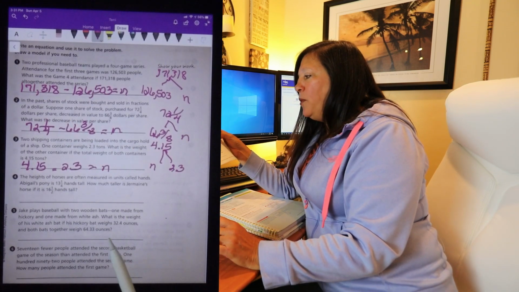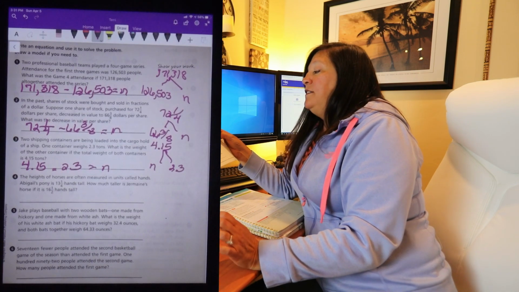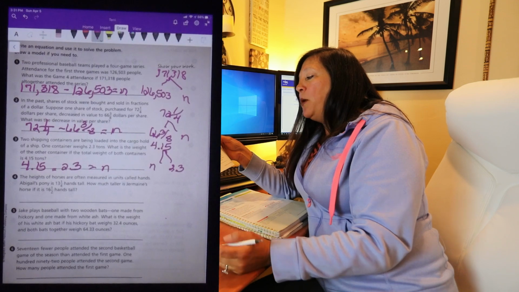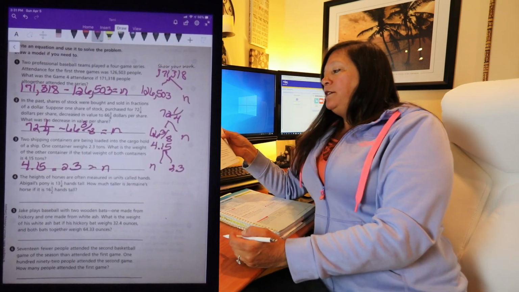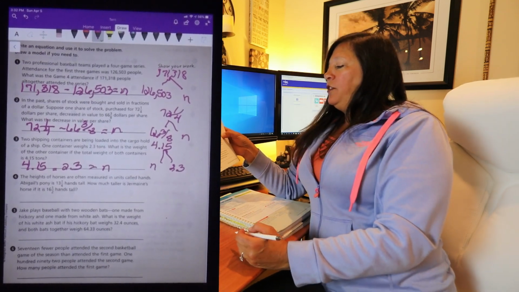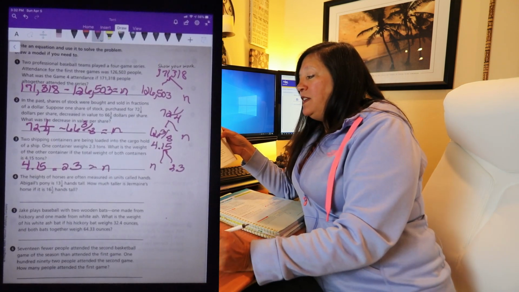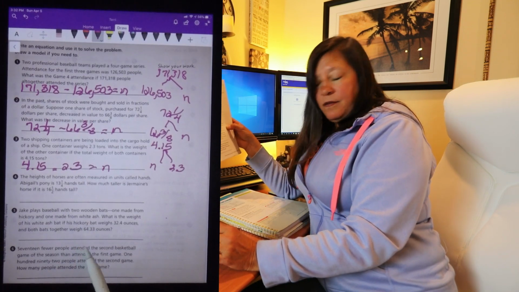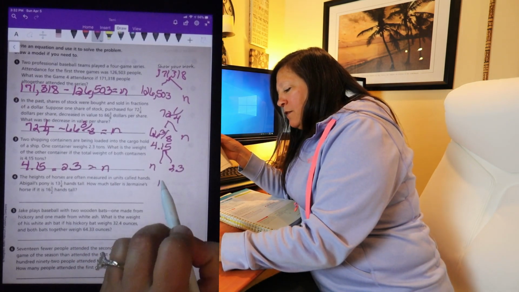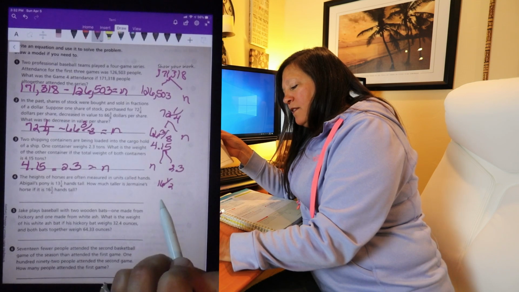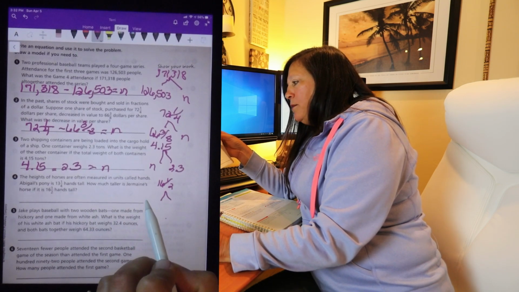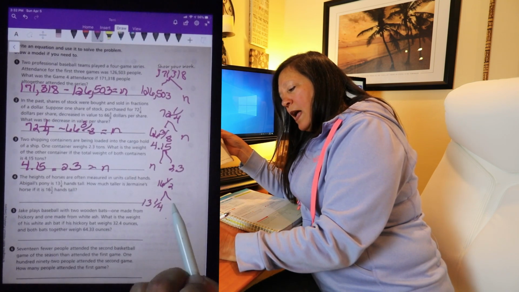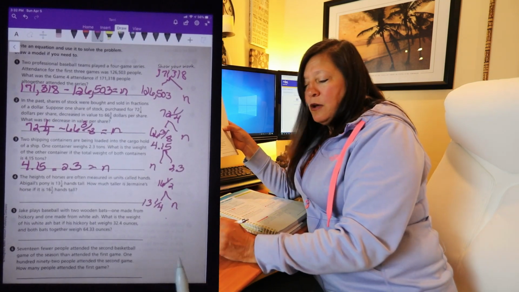Okay, number 4. The heights of horses are often measured in units called hands. Okay, Abigail's pony is 13 1/4 hands tall. How much taller is Jermaine's horse if it is 16 1/2 hands tall? Okay, so we know Jermaine's horse is 16 1/2. That's the top of our math mountain. And we know that Abigail's horse is 13 1/4. Well, how much taller is our unknown?